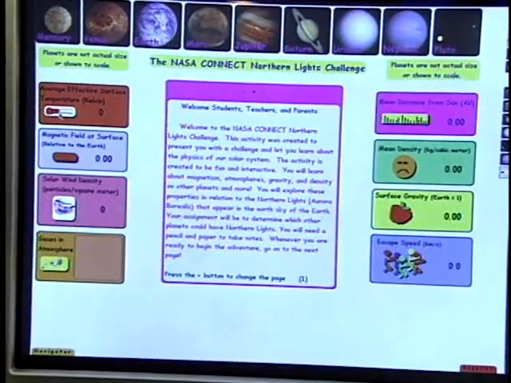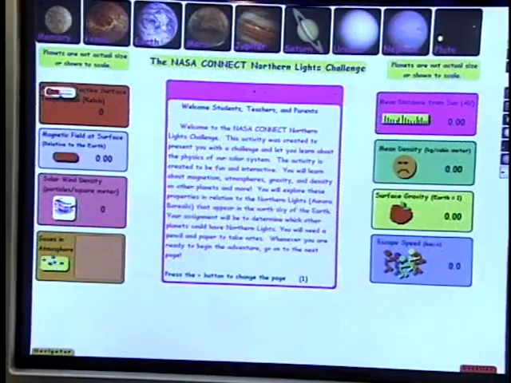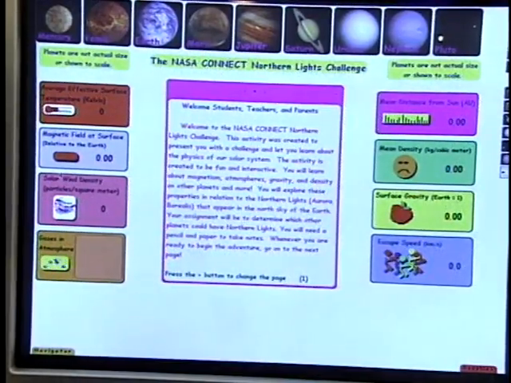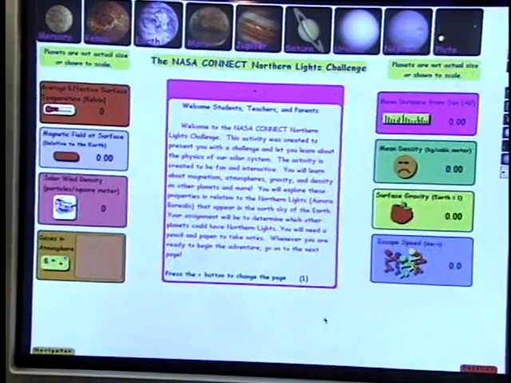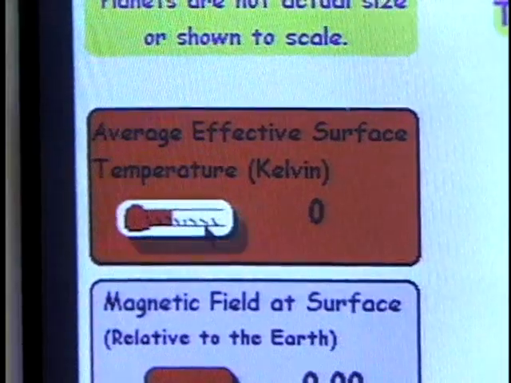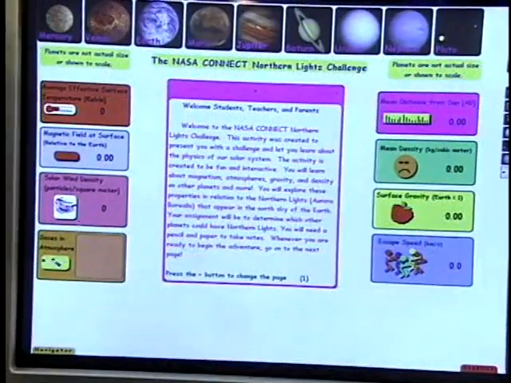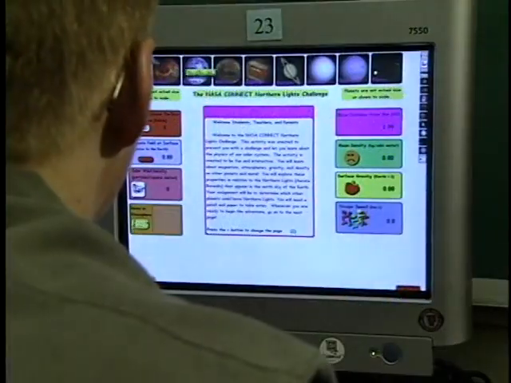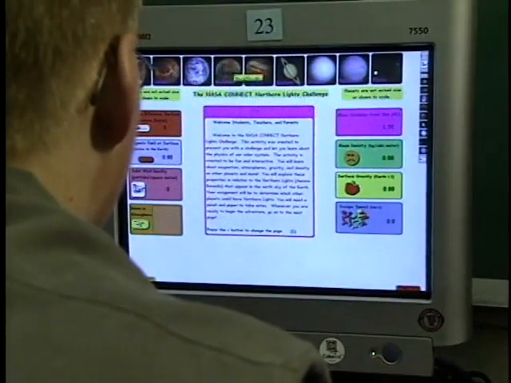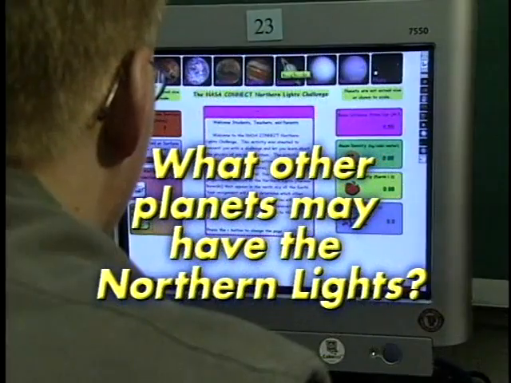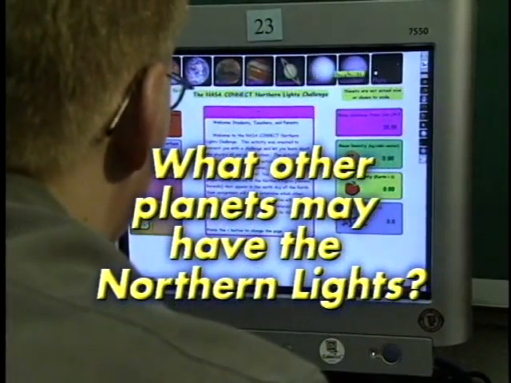During the course of the activity, you'll use various probes to explore properties of the planets in our solar system. There are 8 interactive probes in different colored boxes along the 2 sides. You'll learn about the temperature, magnetic field strength, solar wind density, atmospheric gases, mean distance, mean density, gravity, and speed on other planets. Upon exploring each planet, you will apply what you learned to solve the following problem. What other planets may have the Northern Lights?